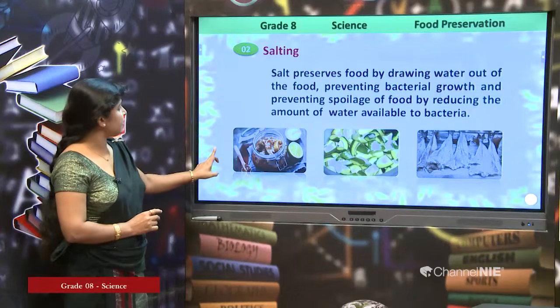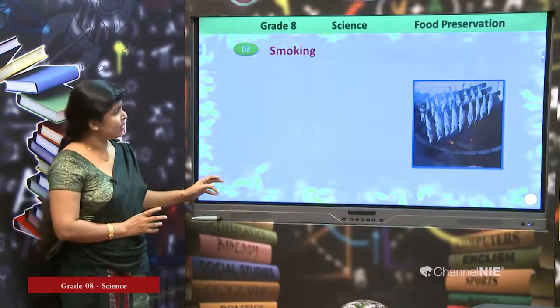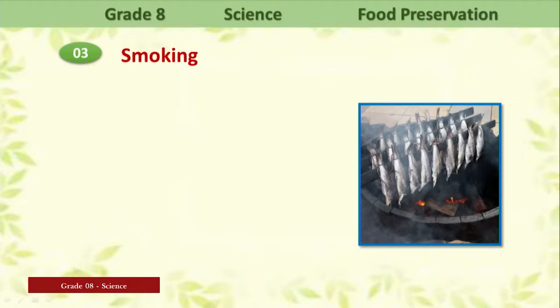Let us see the next one. Smoking. I have given you a picture there of how smoking is done to preserve fish.